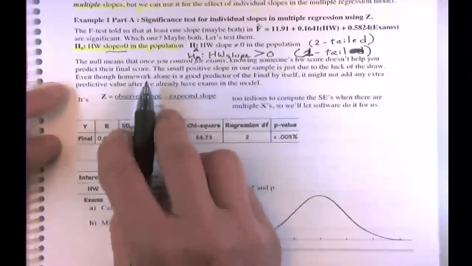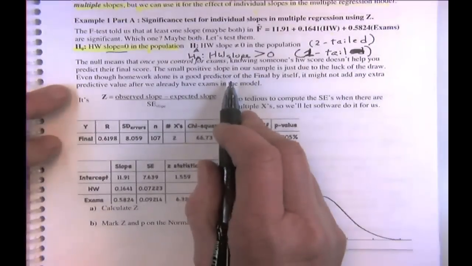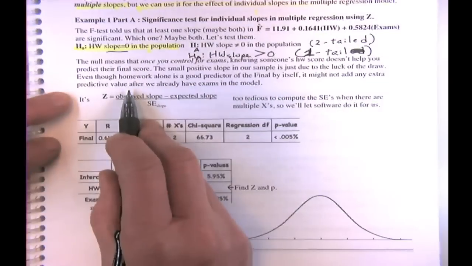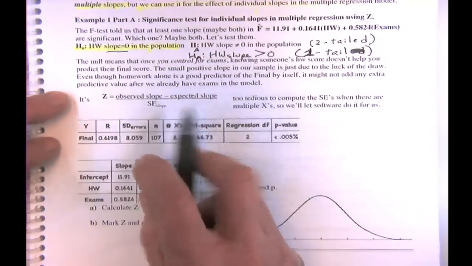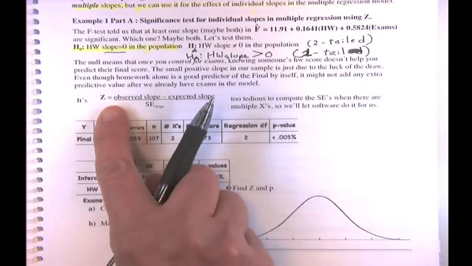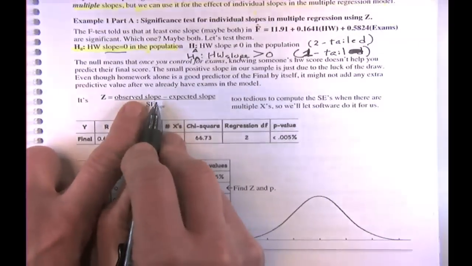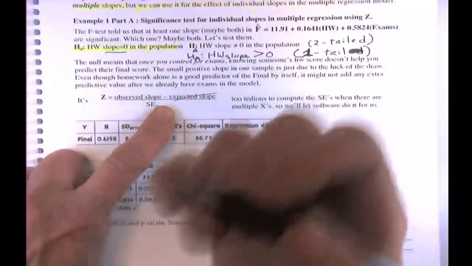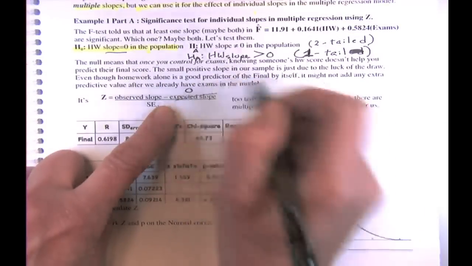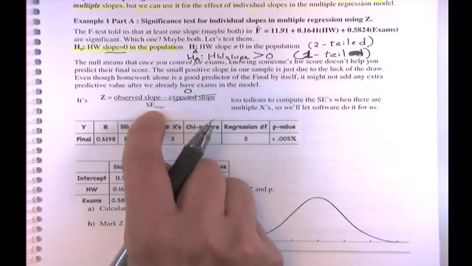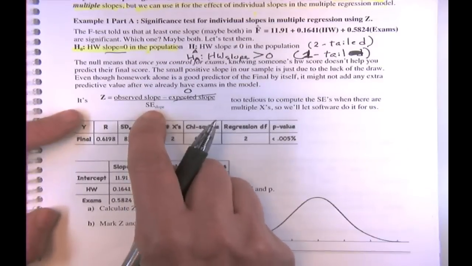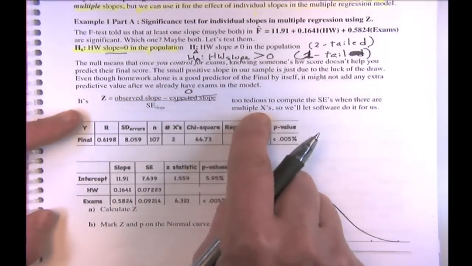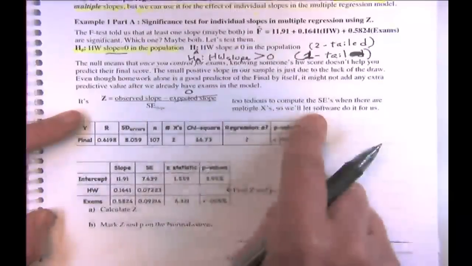So even though we saw that homework alone, when we did the simple regression, is a good predictor of the final by itself, we had a bigger slope. Remember, we thought that it might not add any extra predictive value after we already have exams in the model. Okay, so now we have our same z test that we usually do: your observed slope minus the expected slope under the null. And what's the expected slope under the null? I can cross it out because it's always going to be 0. So it's really just our observed slope over the standard error for the slope. Now, it's really tedious to compute these standard errors when there are multiple x's. They're not the same as in the simple one where we did it. So we are going to let the software do it for us.